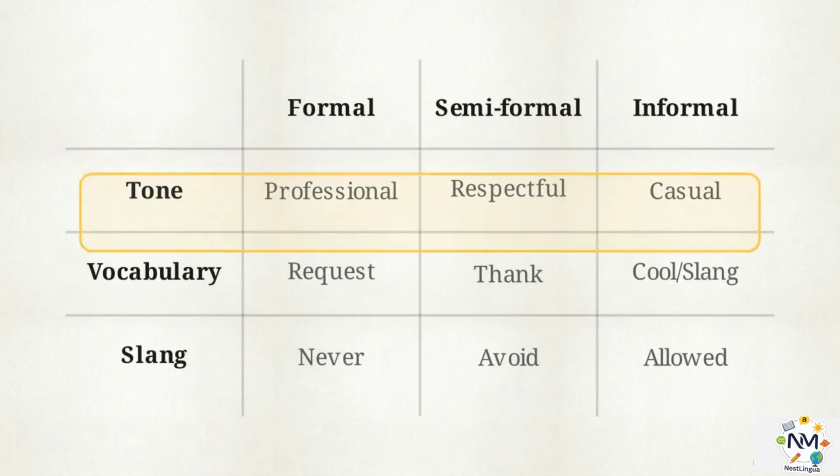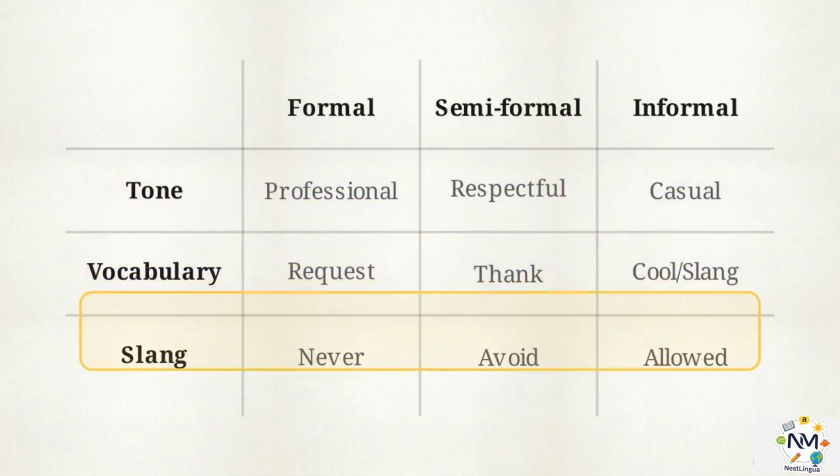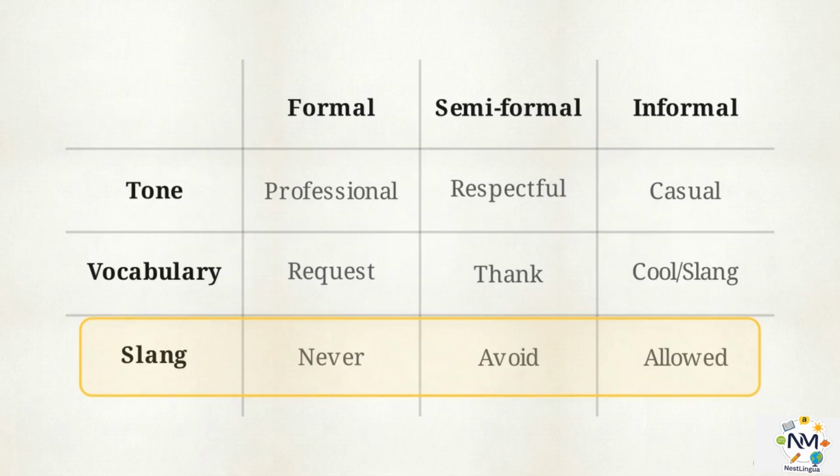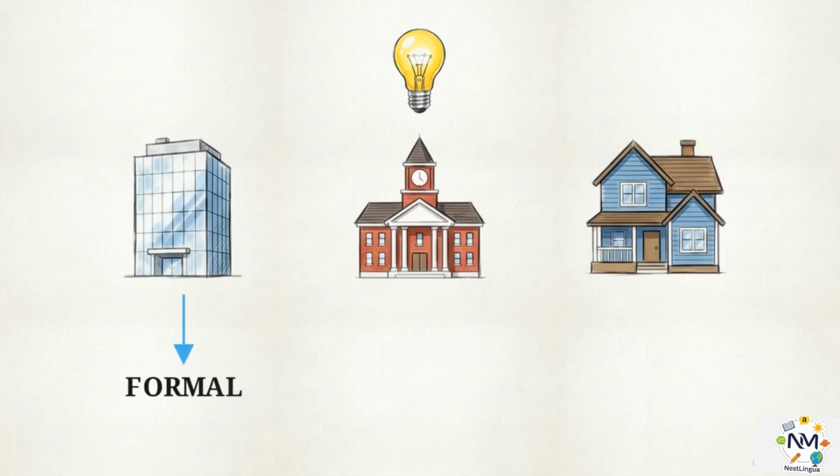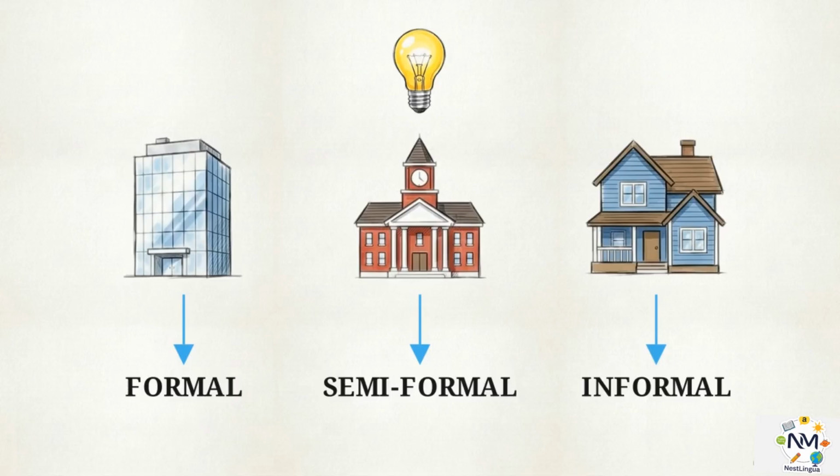Formal writing uses professional vocabulary, informal uses slang, and semi-formal bridges the two. As your audience changes, your language must change. We map this. An office requires formal tone, a school is semi-formal, and home is informal.